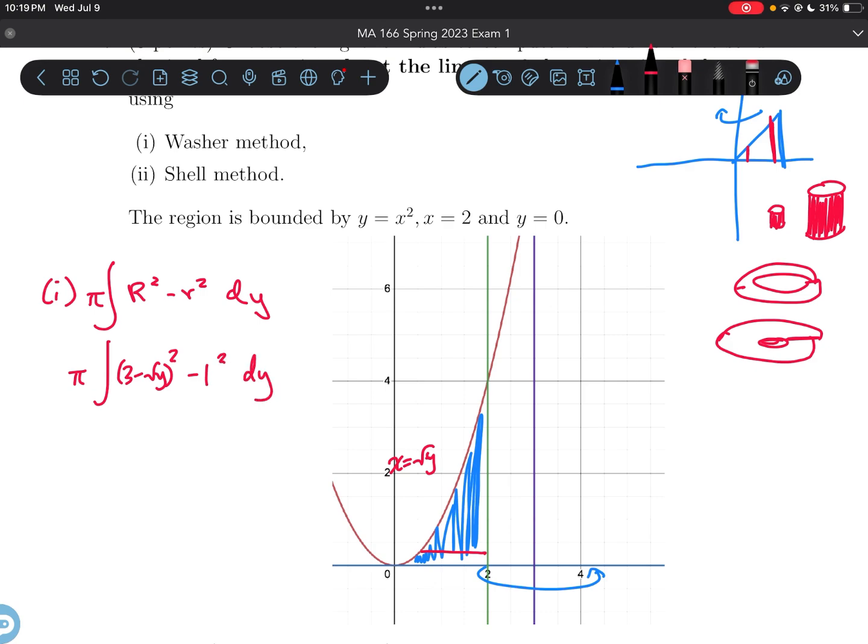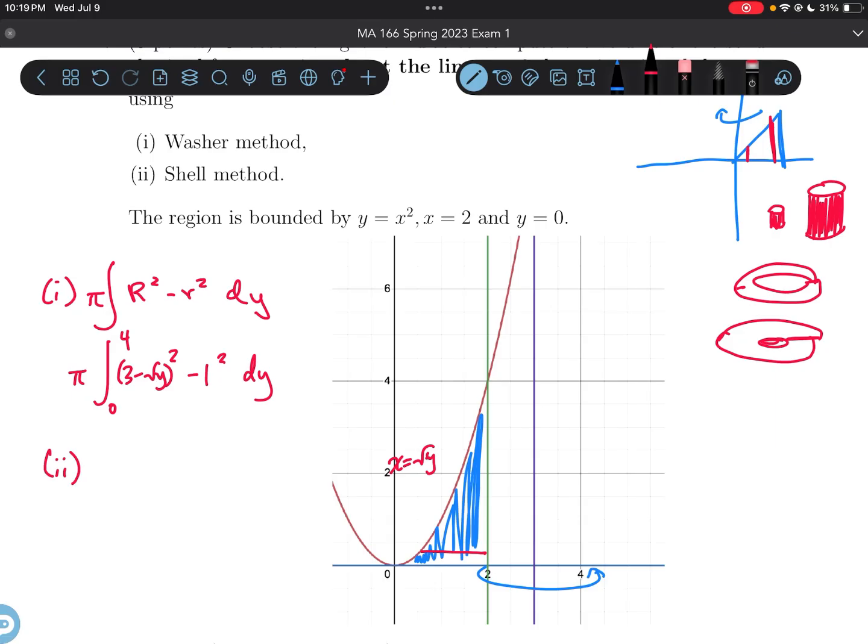The last thing we need to do is find our bounds of integration. We're starting down here from y equals 0, and going all the way up to this point over here, which is y equals 4. All right, so that is the formula for the washer method.